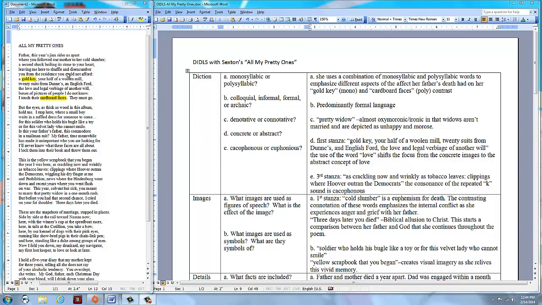Okay, we are going to use the DIDLS technique to analyze Sexton's All My Pretty Ones. I think it should also be noted that this is the title of her collection, so obviously this is a significant poem and we'll be referring back to it quite often.